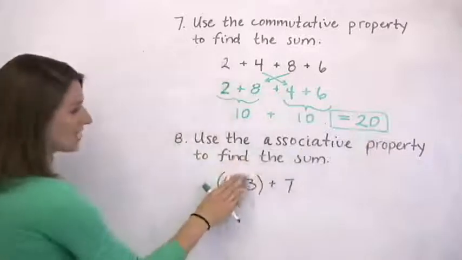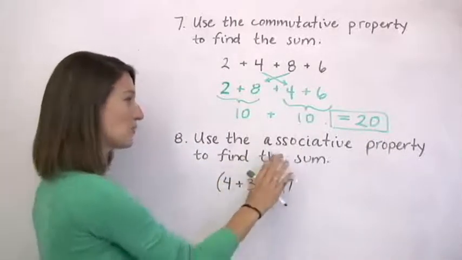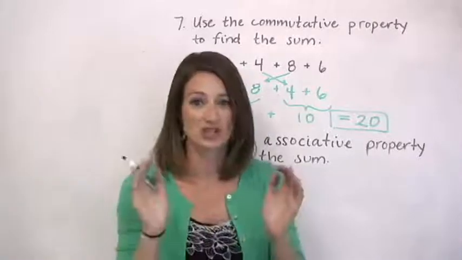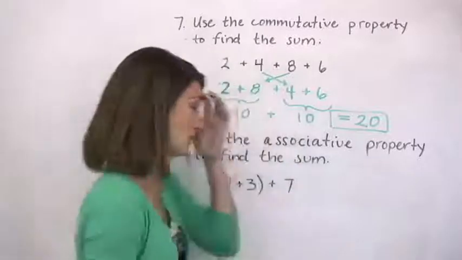This problem here asks us to use the associative property to find the sum. Now remember, the associative property says that we can change the grouping of 3 or more numbers in a sum and not change the result.